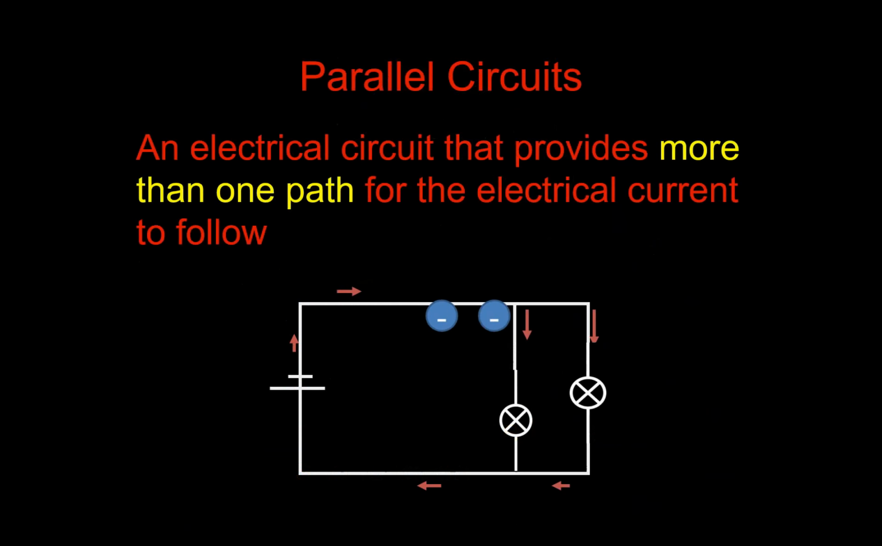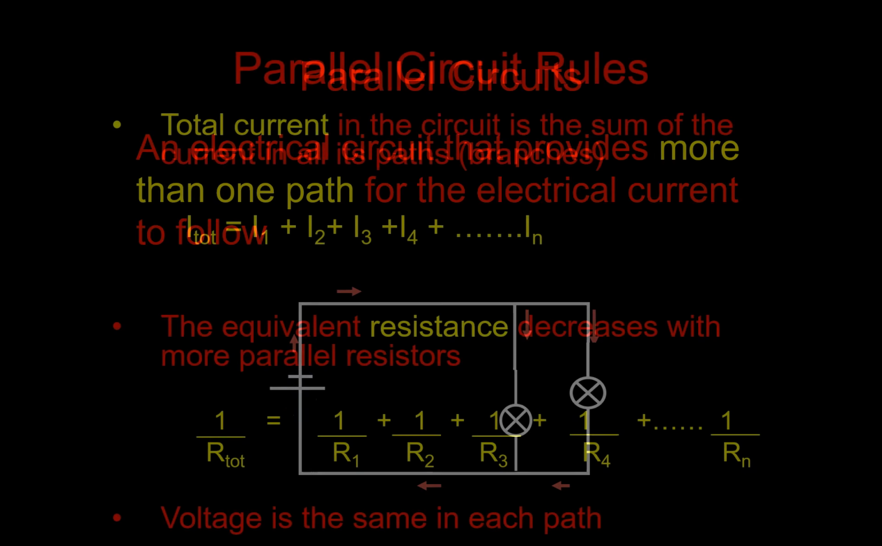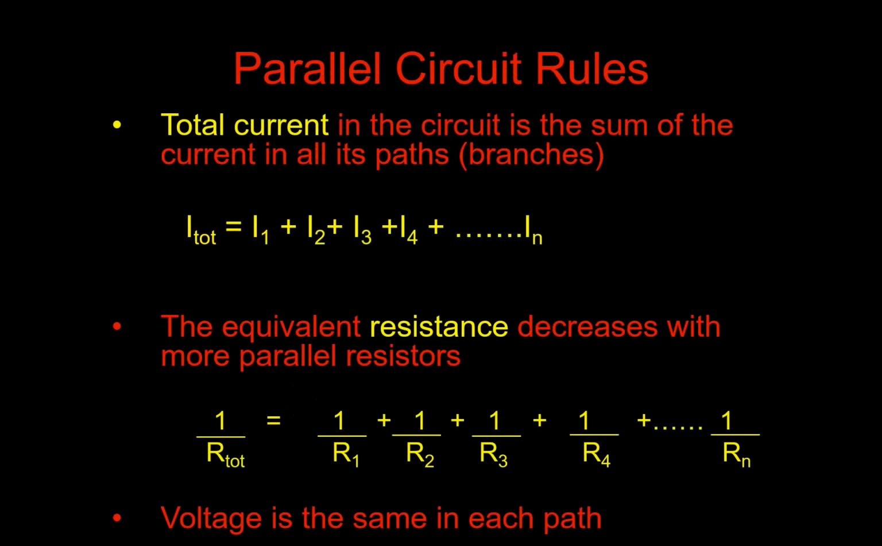Now where a parallel circuit is concerned, our electrons can split and travel down two separate pathways, or more than that. Here just two. So the electrical circuit that's known as parallel provides more than one path for the electrical current to follow. So the total current in the circuit is the sum of all the current in its paths, or branches, either term. But the resistance now, if we're to add all the individual resistances, is given as an inverse. So 1 over R total is 1 over R1 plus 1 over R2, 1 over R3, and so on, for however many resistors you have.